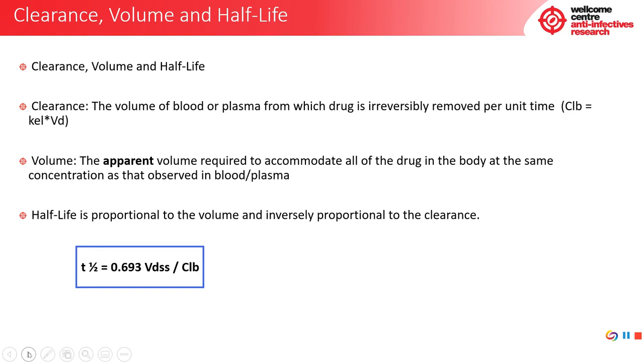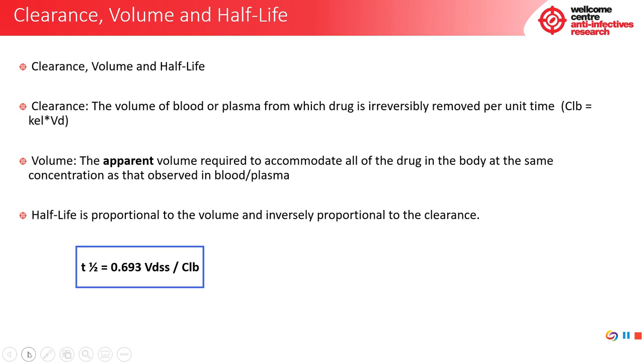The relationship between clearance, volume, and half-life. Clearance, volume, and half-life are interrelated. Clearance is, as we said, the volume of blood or plasma from which drug is irreversibly removed per unit time. So clearance can be written as clearance equals the rate multiplied by the volume. The volume, we said, is the apparent volume required to accommodate all of the drug in the body at the same concentration as that observed in blood or plasma.